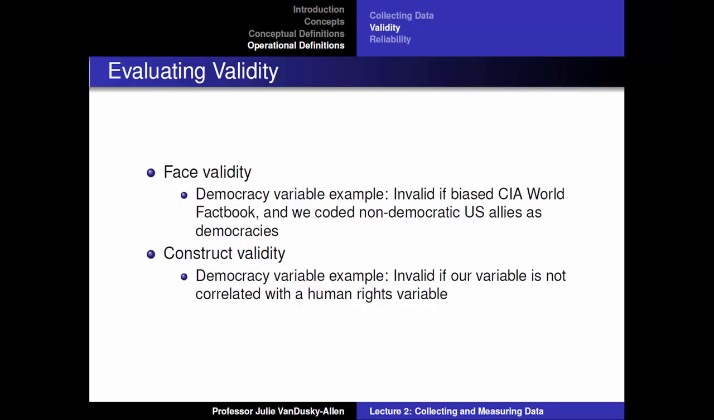We could also use the construct validity test, where we see if our variable is related to a variable that it should be correlated with. So for example, we could compare our democracy variable to a human rights variable, as we know that democracies are more likely to have good human rights practices than non-democracies. If we compared our democracy variable to a human rights variable, but discovered that the two variables were not correlated, our democracy variable would fail the construct validity test.